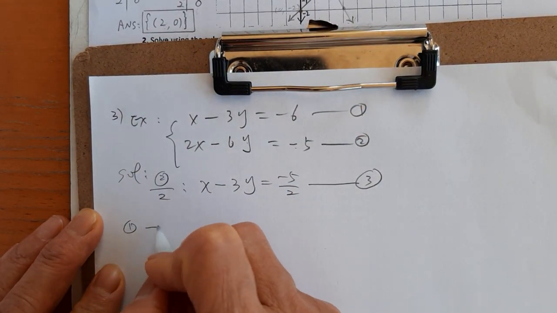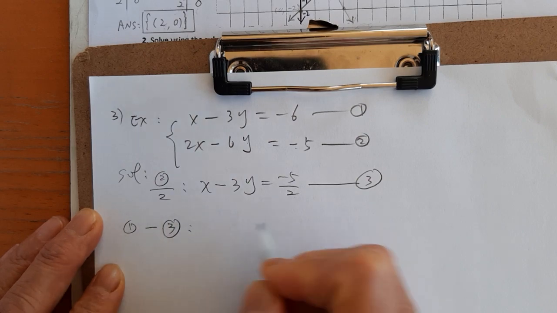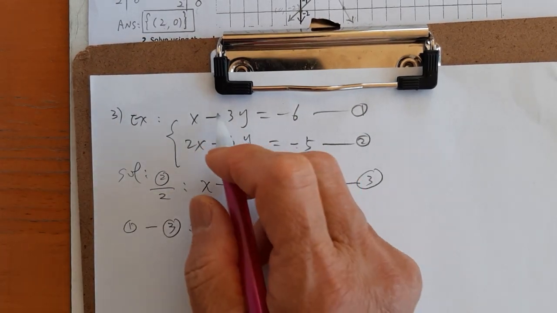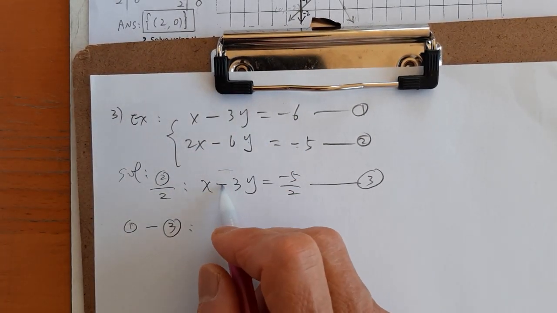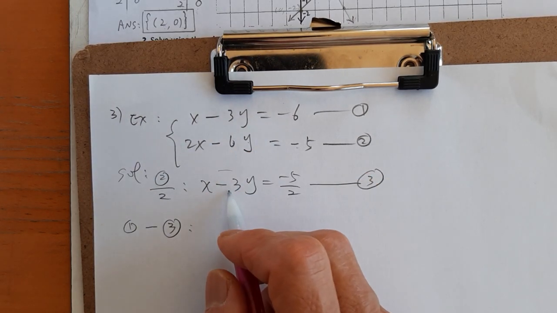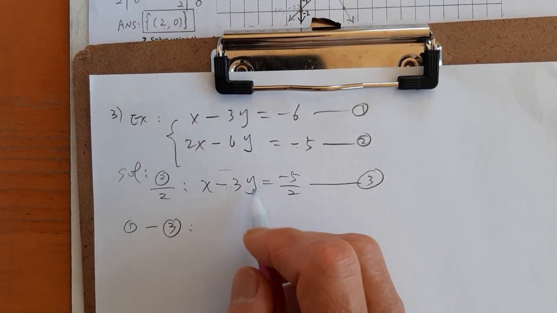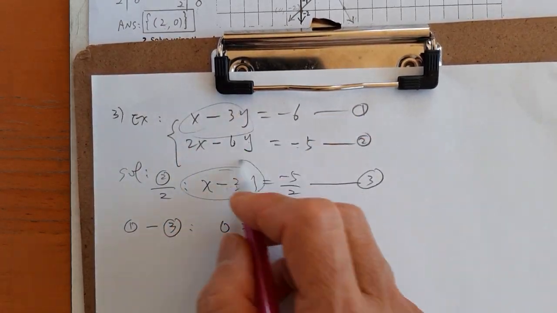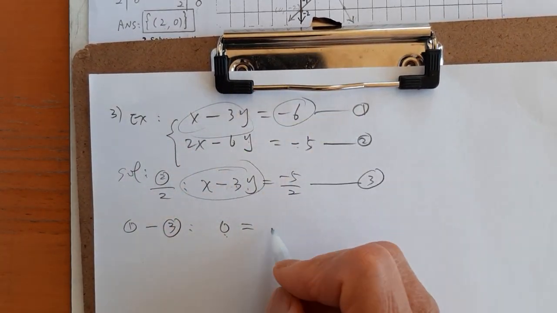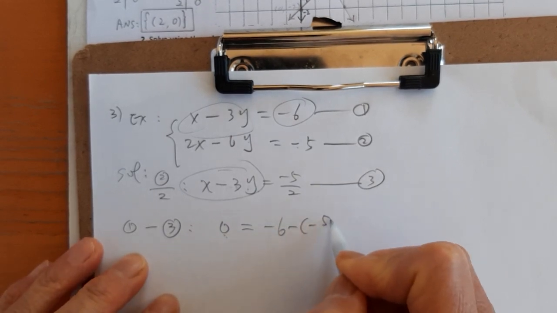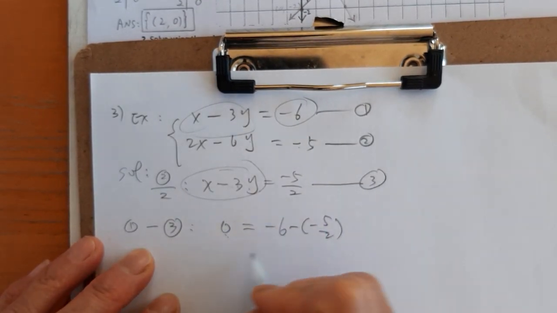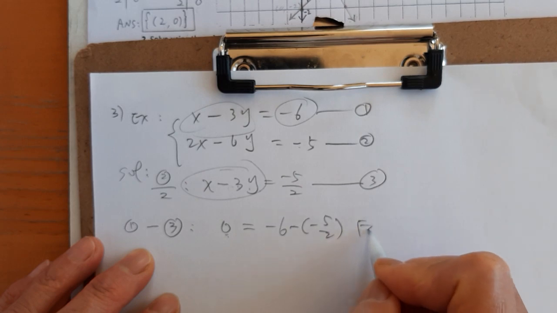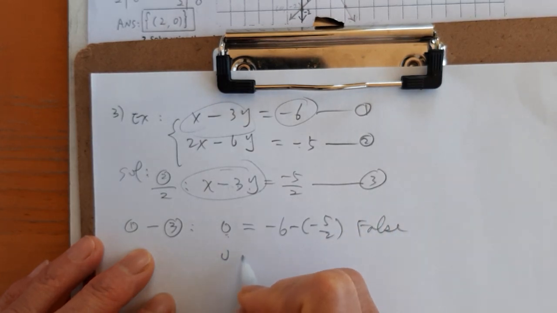Then you do subtraction: the first equation minus the third equation. x minus x is 0. Negative 3y minus negative 3y becomes negative 3y add 3y, which is 0, because they are the same, so the subtraction is 0. And this is negative 6 minus negative 5 over 2, and that equals 0 is always what? Always false. And you don't need to figure it out.